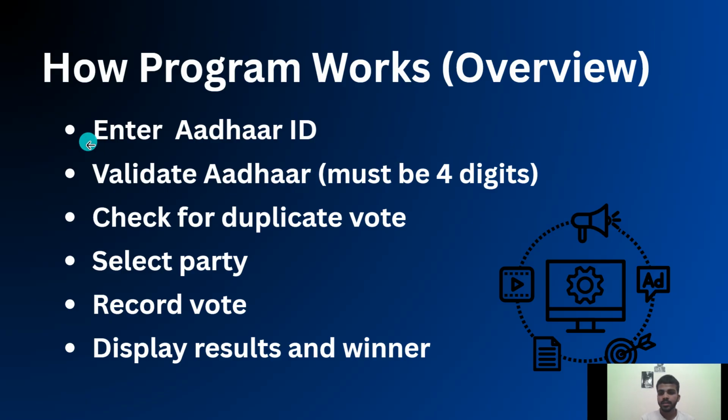Like this: first, enter the Aadhaar ID. Second, validate the Aadhaar, which must be 4 digits. Third, check for duplicate voting. Fourth, select the party. After selecting the party, your vote will be recorded for that party. And after the voting is completed, the program displays the result and the winner.